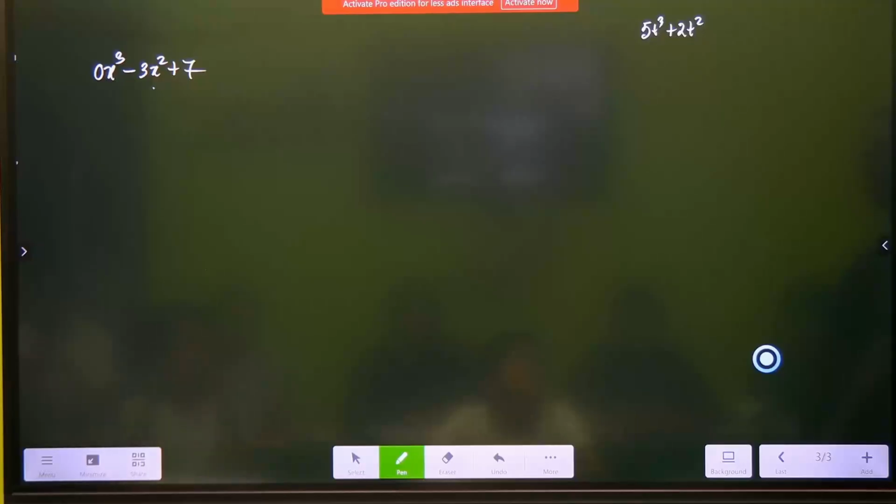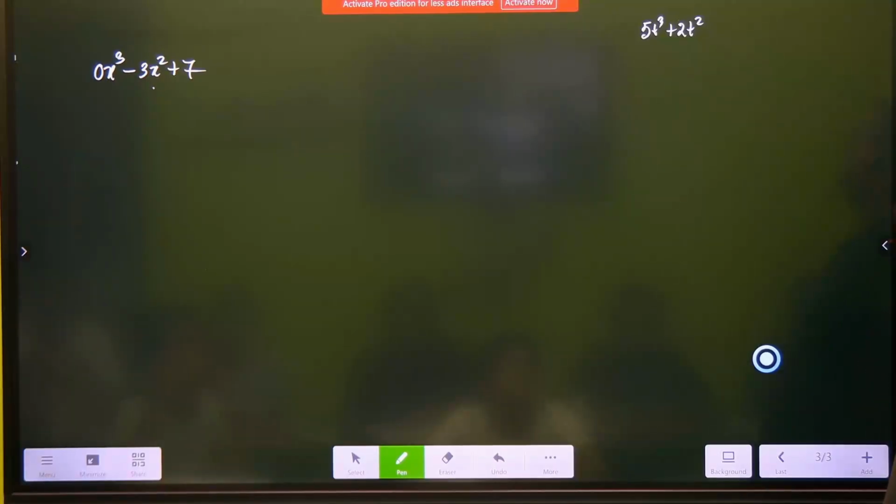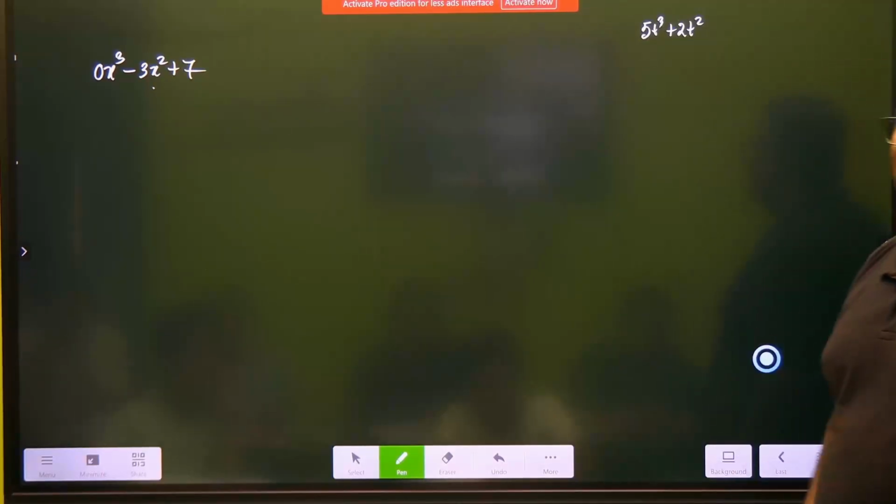Binomial, degree 3, leading coefficient is 5, और क्या क्या बोल सकते हैं? बोलिए. It's already in descending order. Okay, variable is t. Operator is addition, but the variable is t. The main difference is that so far you have only seen x as the variable. Here the variable is t. Understood? So now we see how to find out degree if you have 2 types of variable.